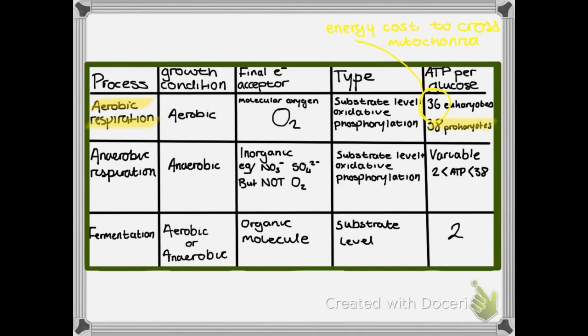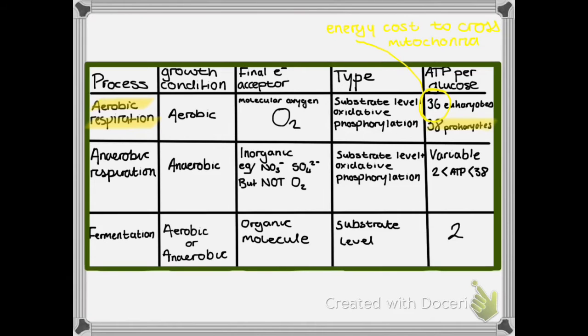So in this little video, I've just done a small comparison table between the methods of producing ATP that I've covered. So we've got aerobic respiration, anaerobic respiration and fermentation. If we compare the growth conditions for the organisms that do these types of things, for aerobic, obviously it has to be aerobic, so you need oxygen, which acts as the final electron acceptor.